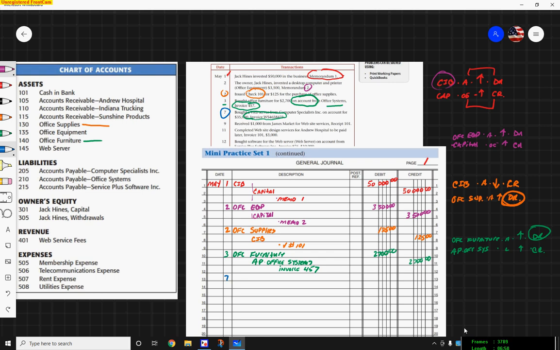And what was the transaction? Well, the 7th we bought a web server, and that's an asset. You can see it's listed in the assets over here. So web server. How did we buy it? Well, from Computer Specialist on account. So we know it's going to be accounts payable, Computer Specialist.